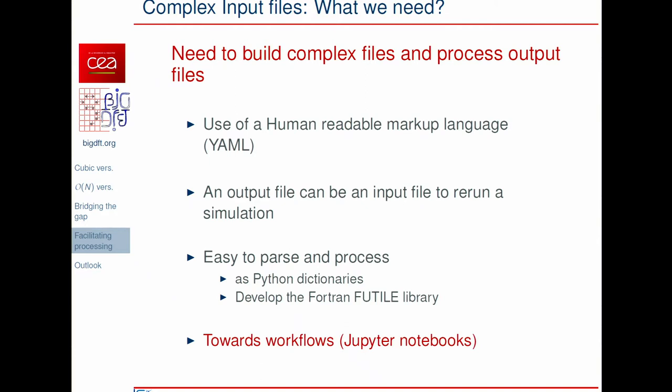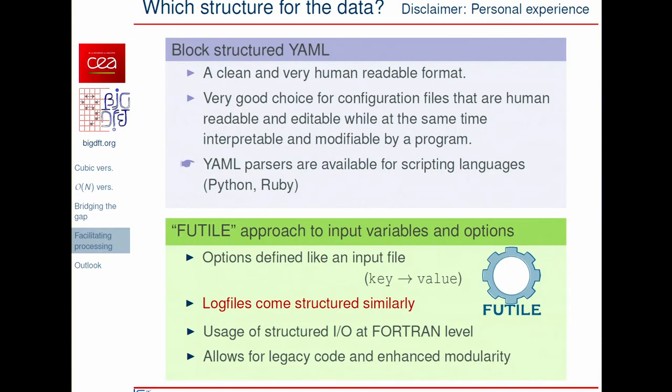To have the notion of going to workflows, what could be nice is to use an output file as an input file, in the sense that we can use the output files to rerun the calculation. So we want to parse and process these input and output files easily. And for that, we developed the Fortran Futile library. We have a class of objects, like Python dictionaries, and with that we can easily build YAML input files in the code.